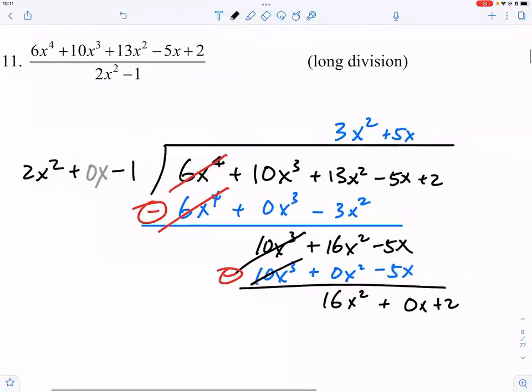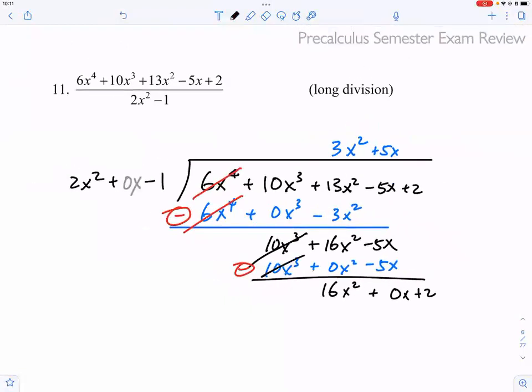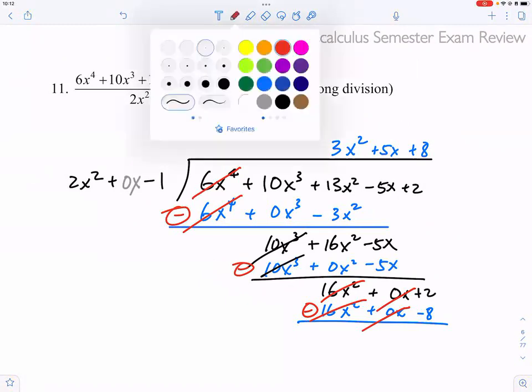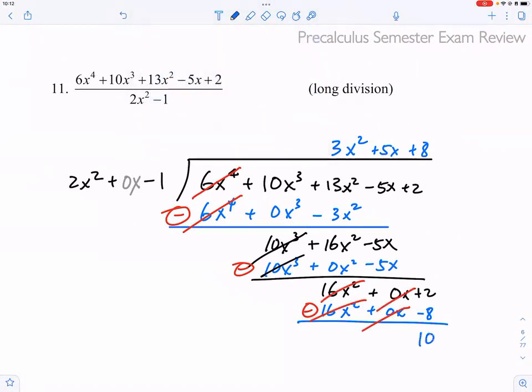And we say, all right, so what do we have here? What do we need to multiply to get the 16x squared? We will need to multiply by 8. So 8 times 2x squared is 16x squared, plus 0x, and then minus 8. So draw a line. Let me write down my subtraction. 16x squared is gone, 0x is gone. Negative 2 minus negative 8 should give us a positive 10.